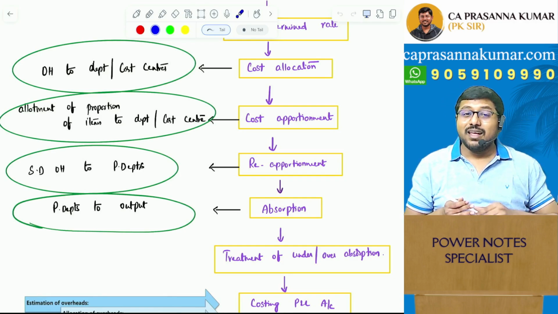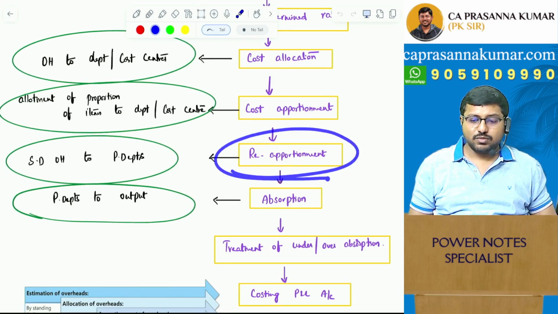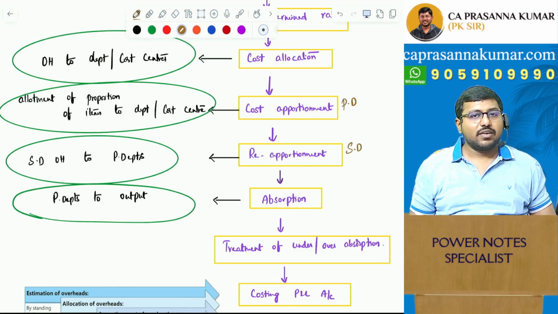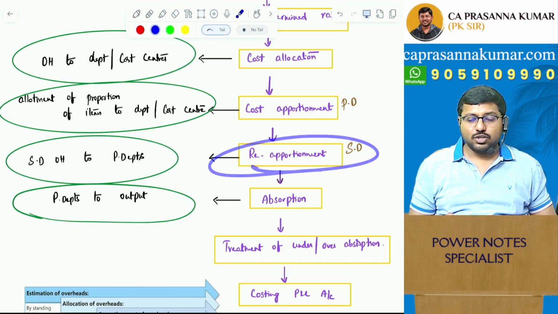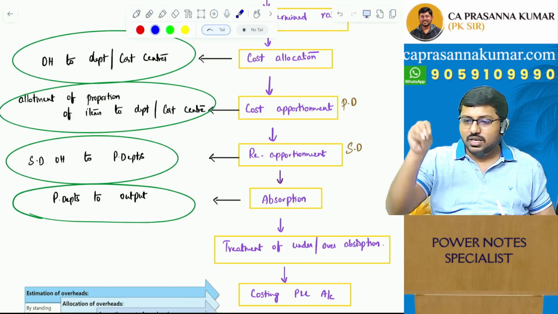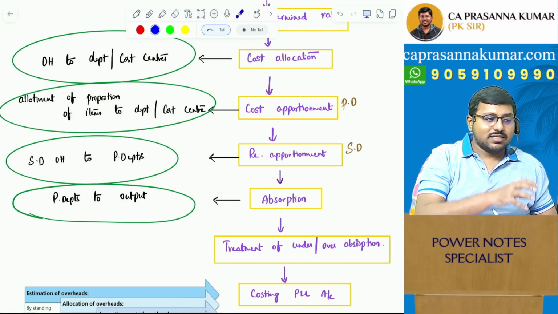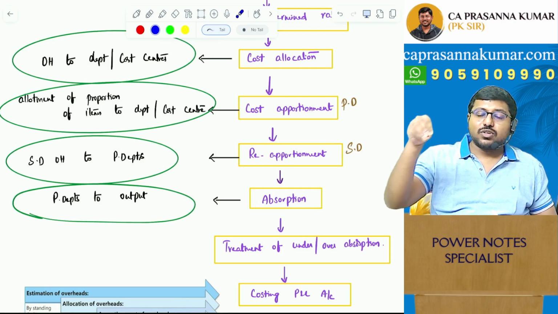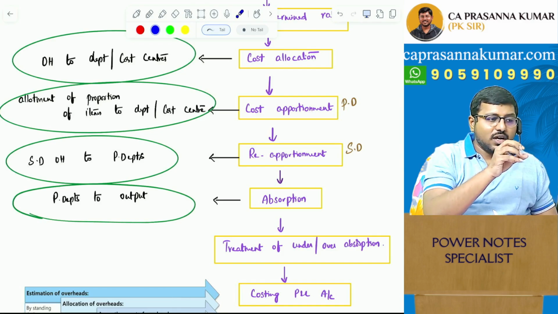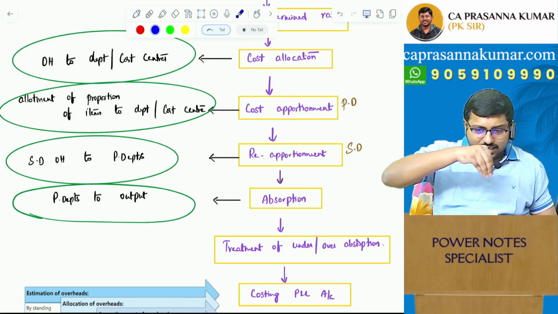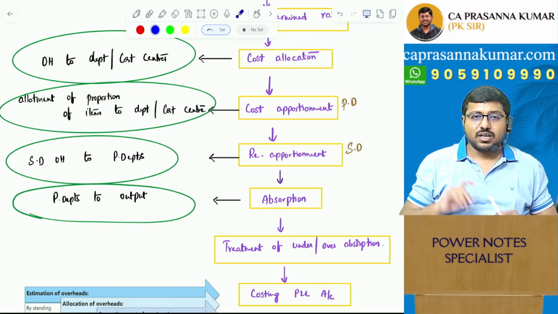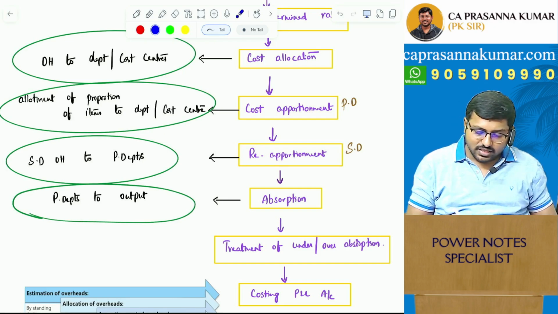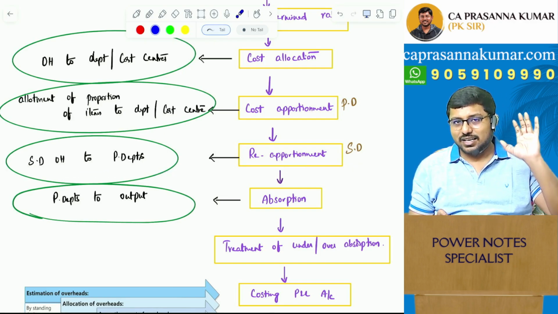You understand the point? Later, what I will do when it comes to secondary distribution or reapportionment. This can be called primary distribution. This can be called secondary distribution. In secondary distribution, where are the overheads right now? They are already there in all the departments, correct? In this, I will take the service departments. Your overheads are there in all the departments, both production as well as service. Now I'll take the overheads from the service departments and then I'll redistribute them back to production departments. That we call reapportionment or secondary distribution of overheads.